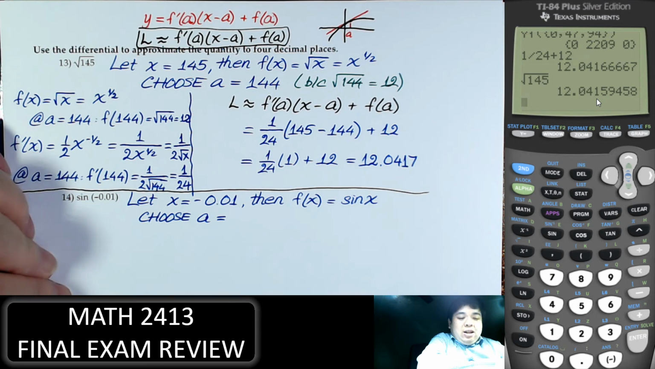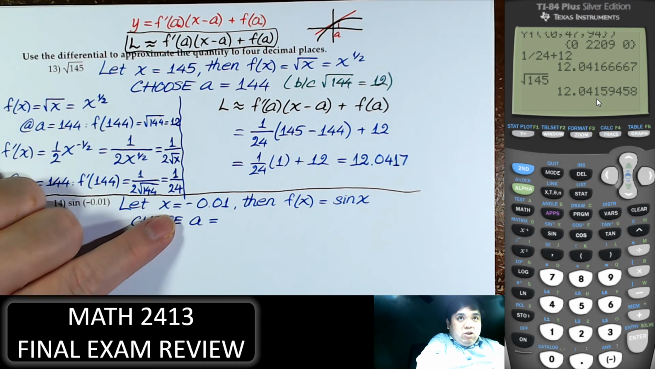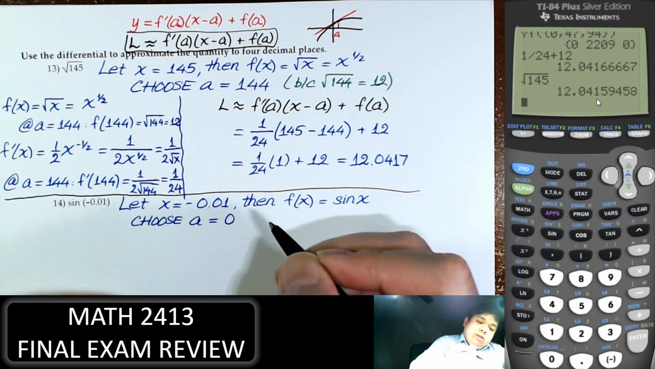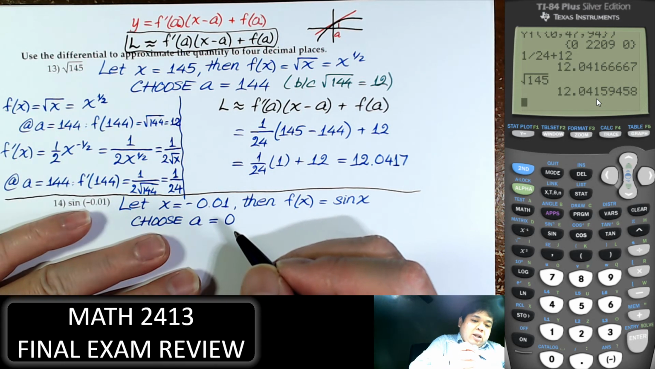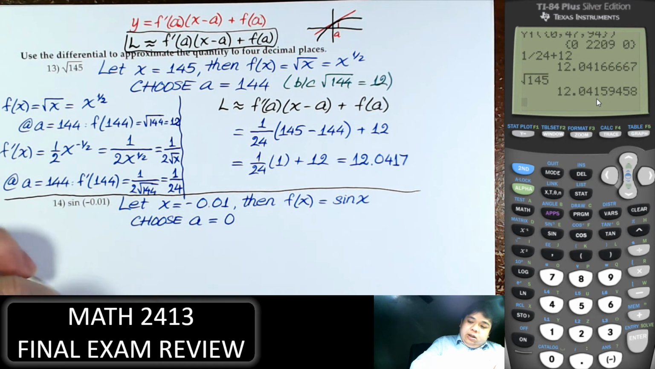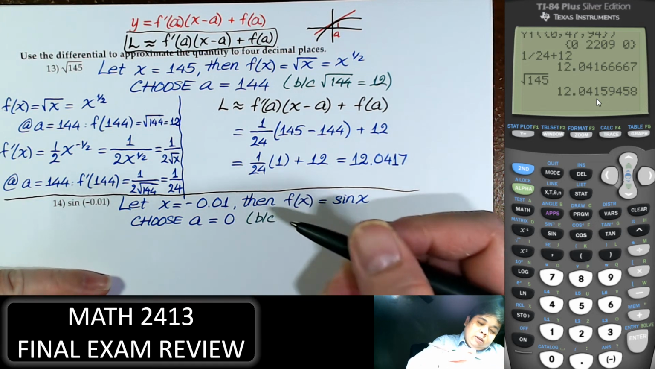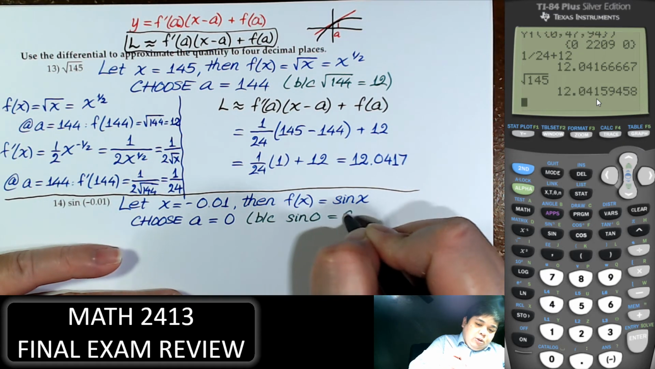Evaluate close to x, but evaluate easily. And of course, we're going to choose a equal to 0, because sine of 0 is equal to 0. That comes out nicely.